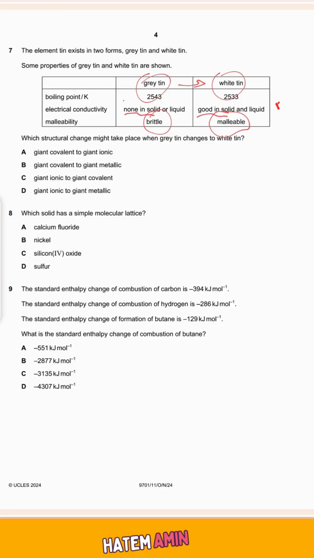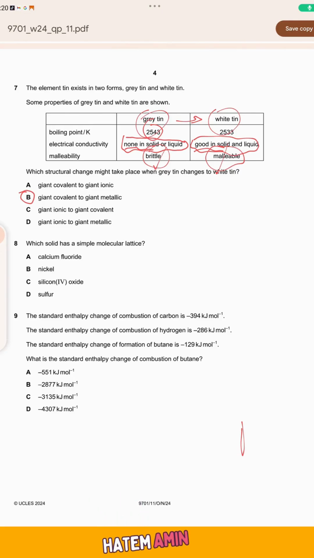So here it means this is a giant structure, as it has a high boiling point. It's giant covalent to giant metallic. Okay, and we can confirm that from malleability, as here it is brittle, giant covalent, and that one is malleable. So the change in structure here is giant covalent to giant metallic. B is the correct answer. Thank you. Question number 8.